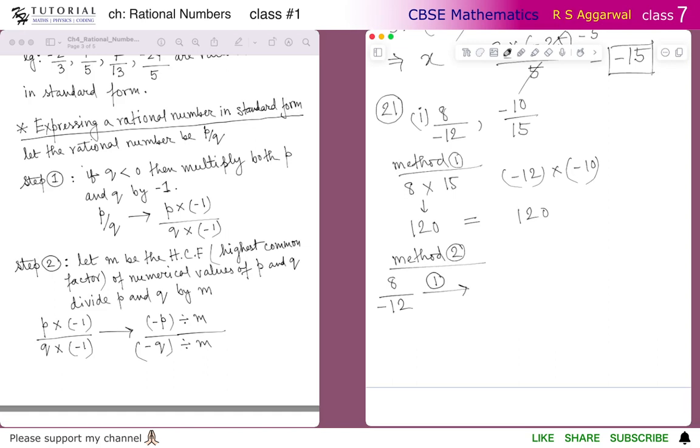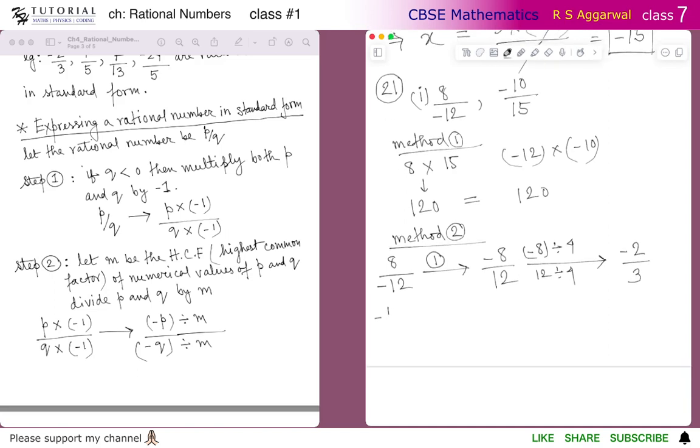So since the denominator is less than 0, first I will multiply both the numerator and the denominator with minus 1, and this will make minus 8 by 12. Now I have to divide both the numerator and the denominator by their HCF, which is 4. So minus 8 divided by 4, 12 divided by 4. So this becomes minus 2 by 3. So this is its standard form.